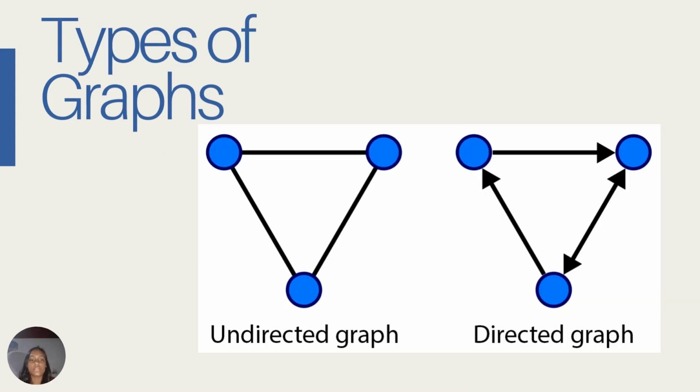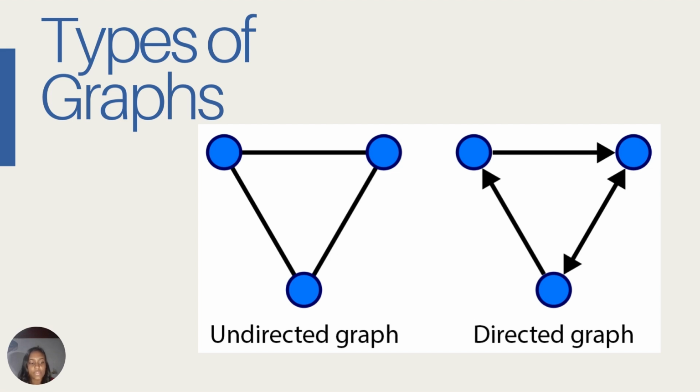Types of graphs. The first type is undirected graph and directed graph. In an undirected graph, the edges have no direction. If there is an edge between A and B, it means A is connected to B and B is connected to A. Example, a friendship network where relationships are mutual.